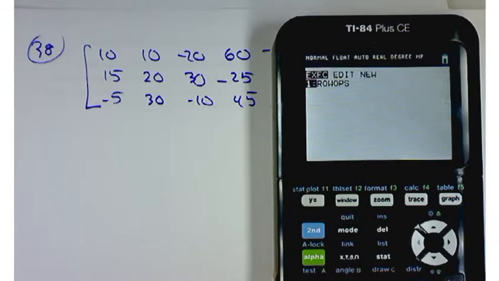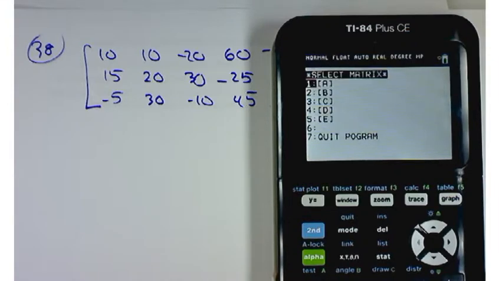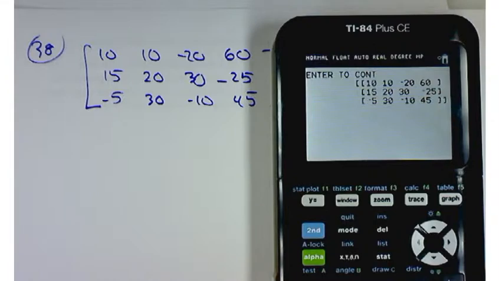Hit the program key. Select program ROWOPS. So type the number or just press enter if it's number 1. Press enter again. That should initiate the program. And then select whatever matrix that you stored it in. I stored mine in B. You might have stored yours in A. That's fine. Select whichever one you stored it in. So it should give you that.